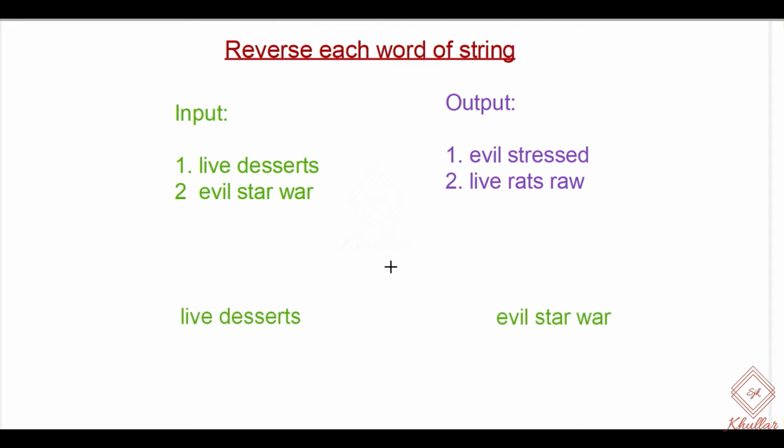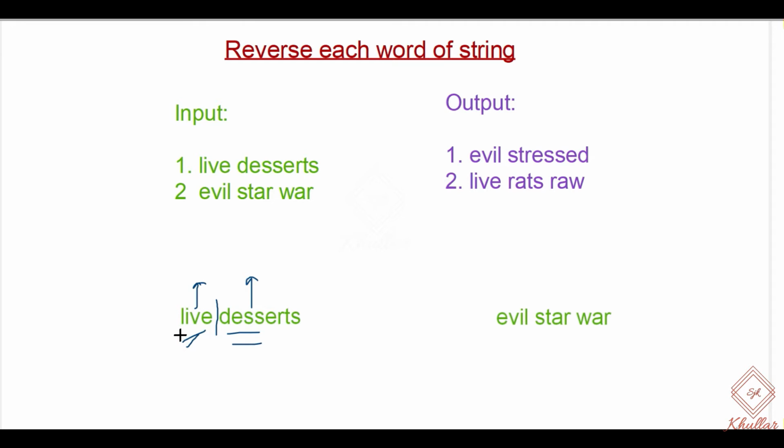So what is that trick? We know how we can reverse a string, right? So the idea is, let's split the string on the basis of the space character in between. We are assuming that they are separated by a single space. So we can split the string into words, like we extract each word of the string, and now we will get two words out of this string.